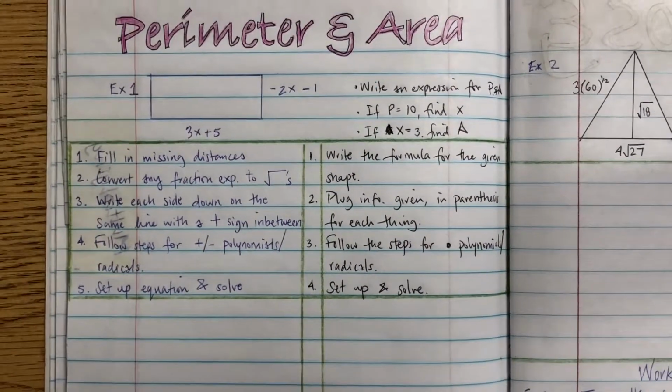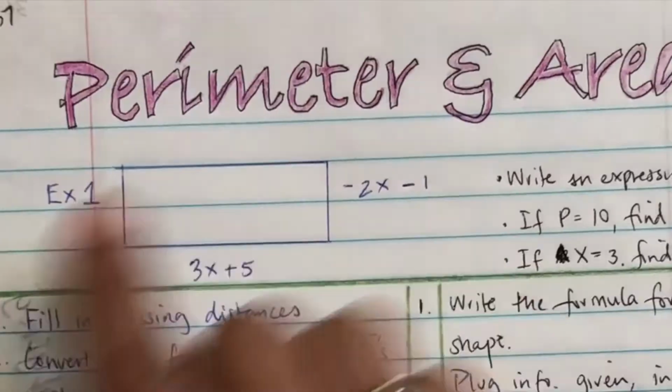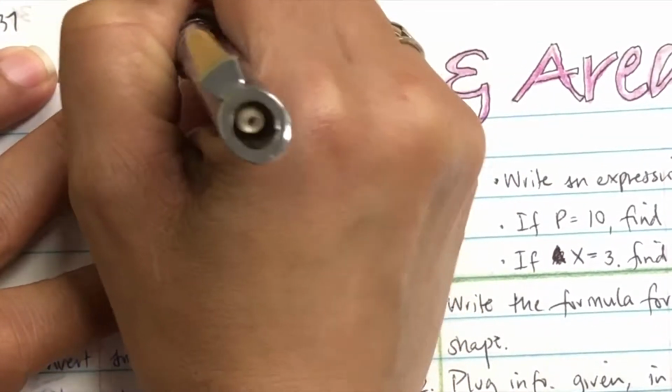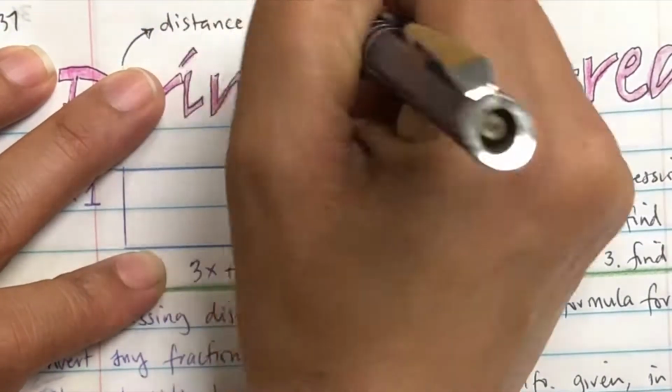Okay, so let's take a look at perimeter. Well, what does it mean? What does perimeter mean? Perimeter is the distance around the shape. The distance around the shape.